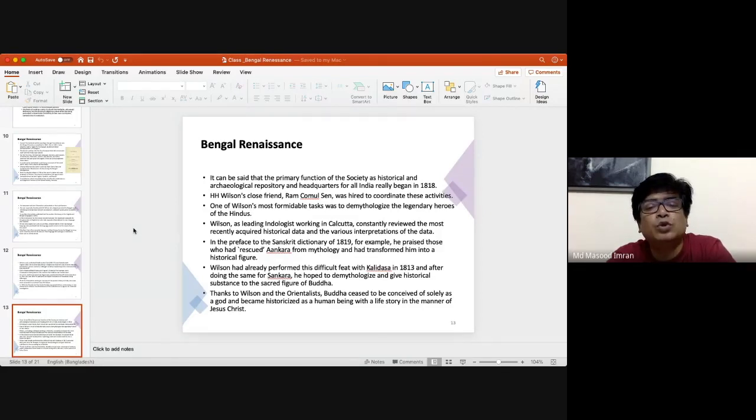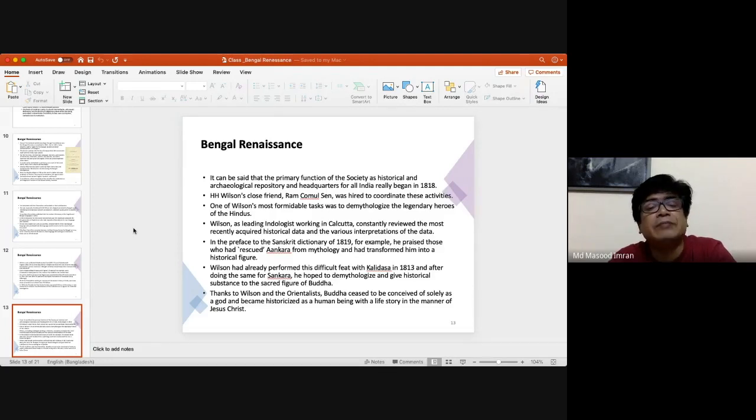demythologize the legendary heroes of the Hindus. Wilson, as a leading Indologist working in Calcutta, constantly reviewed the most recently acquired historical data and the various interpretations of the data. In the preface of the Sanskrit Dictionary of 1819, for example, he praised those who had rescued Shankara from mythology and transported him into a historical figure. So he was the first who published a Sanskrit Dictionary, in 1819.